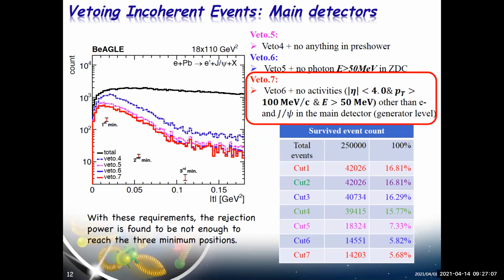In order to suppress the incoherent contribution, we further required to veto the particles in the main detector. We don't have the joint simulation for the main detector, but we try to veto the particles other than the scattered electron and the J/psi in the main detector acceptance to see what impact it has on the veto. In this slide, the impact of this step is shown as the red solid curve. With this requirement, the surviving event fraction is still 5.69%. However, the rejection power is still not enough to reach the three minimum positions.